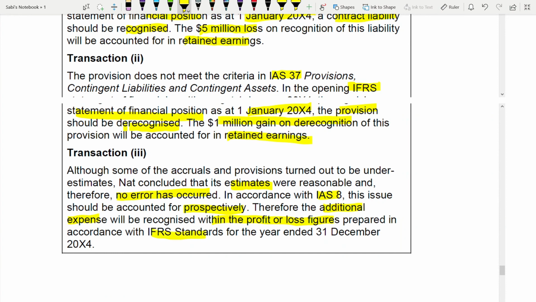In the financial statements prepared in accordance with IFRS standards for the year ended 31st December 2004, yes, you can write it in the profit and loss account. This is not at 1st of Jan 2004, not like the other two transactions. They went in the opening statement of financial position. That's why that gain or loss you recognize under retained earnings. That means there were some differences between the local GAAP and the IFRS. That's why that difference, that profit and loss, goes to retained earnings. But in the last transaction, there were no difference. No error has occurred when you adjust to IFRS standards from the previous local GAAP.